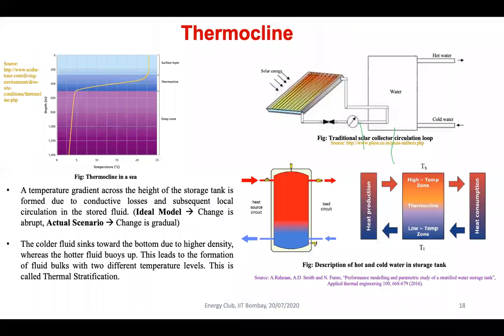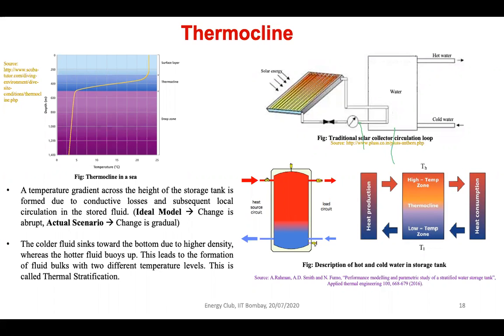Now another technology is based on the thermocline system, or the thermocline phenomenon. This phenomenon actually happens in nature. When you see the sea, the sun's radiation falls on the surface of the sea, and a temperature gradient forms inside along the depth. Because of the temperature gradient, you will have a density difference, and you will see hot water at the top and cold water at the bottom.